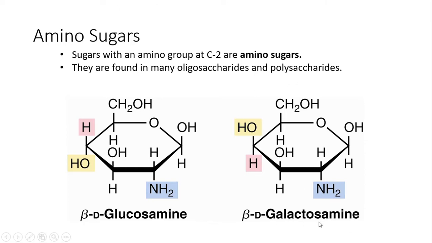Remember, galactose or galactosamine is a C4 epimer of glucose. Glucosamine is also a precursor to the synthesis of glycosylated proteins and lipids, and we'll see that. It's part of the structure of chitin, which we'll look at. That chitin is part of the exoskeleton of crustaceans and other arthropods.